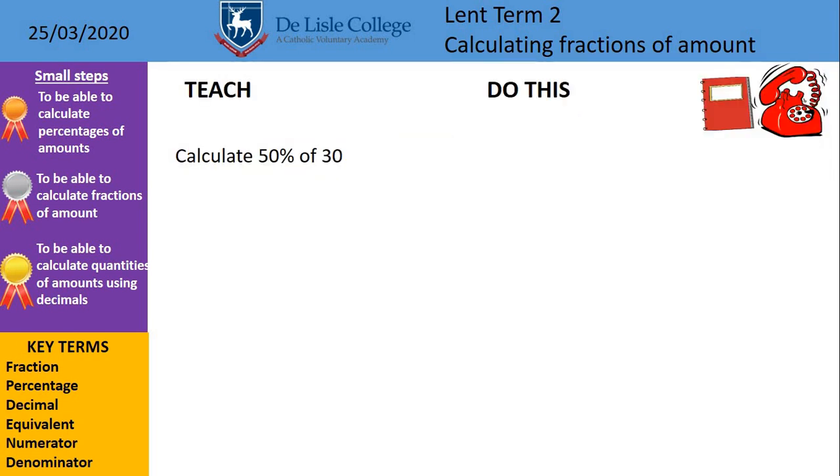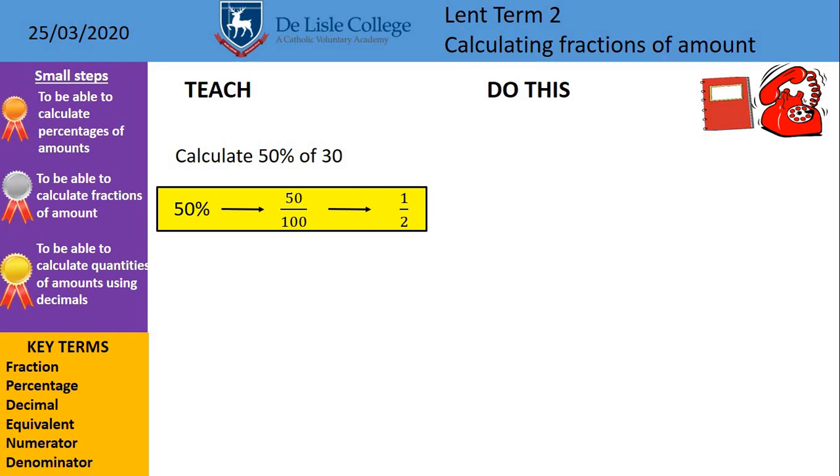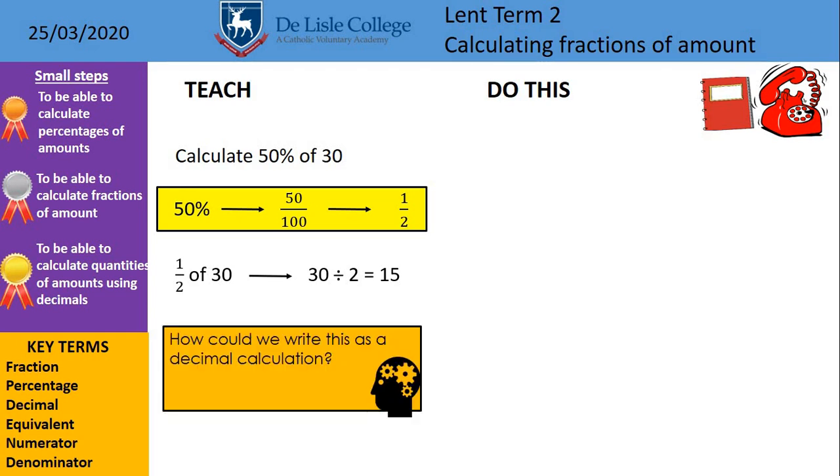Okay then, let's have a look at some questions. So, calculate 50% of 30. So from previous knowledge then, we know that 50% is equivalent to 50 out of 100 when we're looking at a 100 square grid, which is equivalent to 1/2. So to find 50%, we also can find 1/2. So 1/2 of 30, 30 divided by 2 gives us 15.